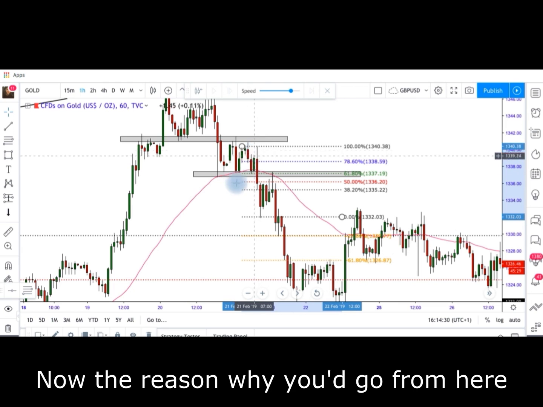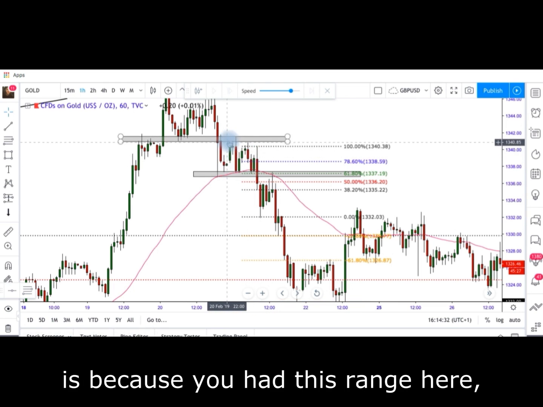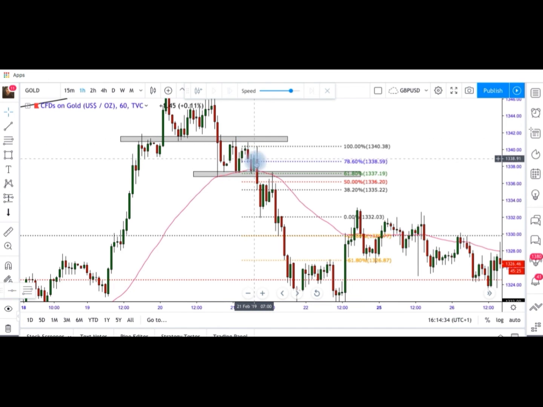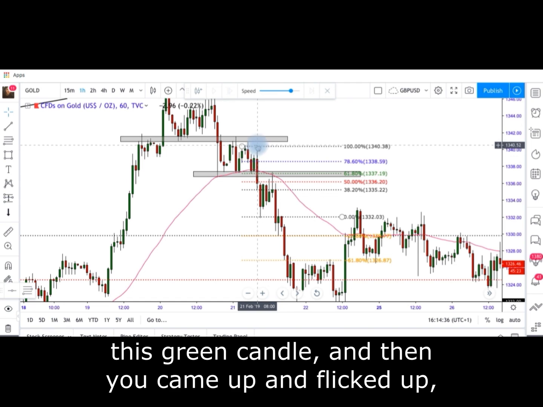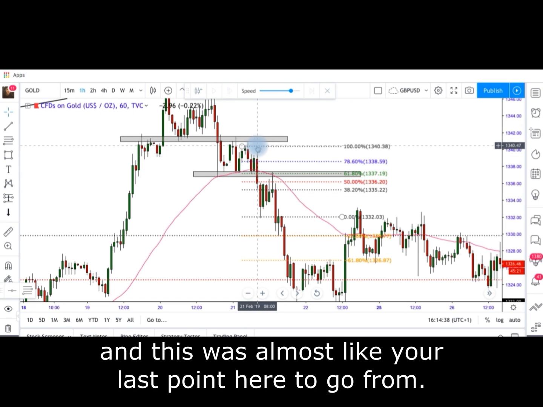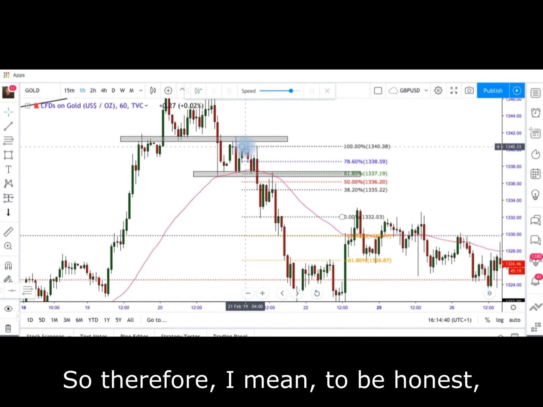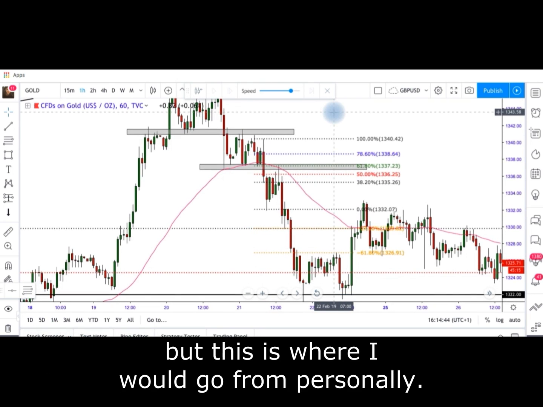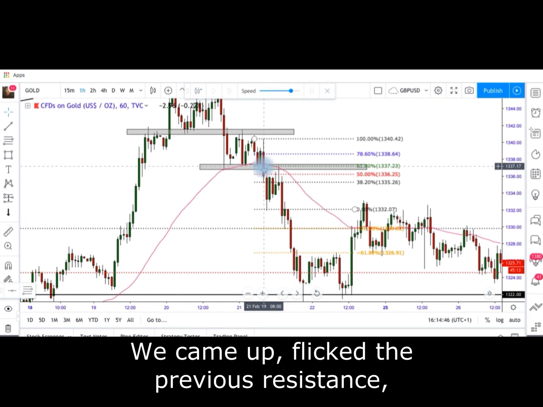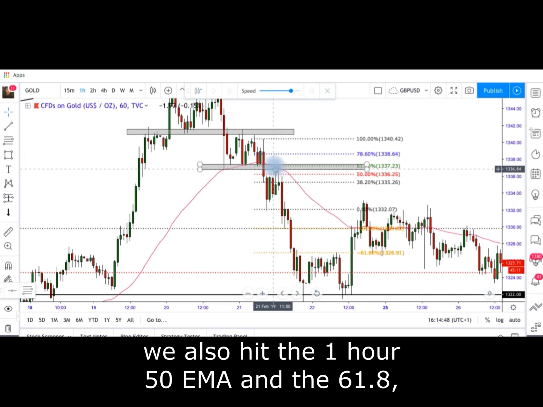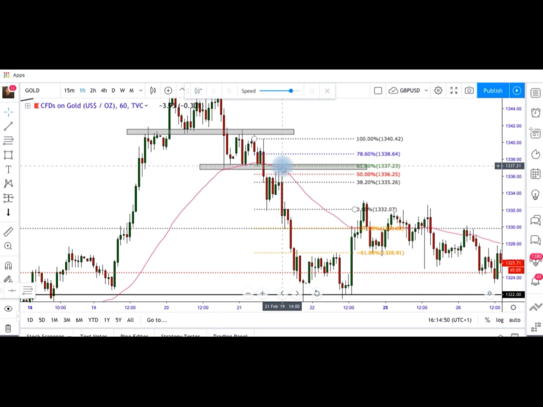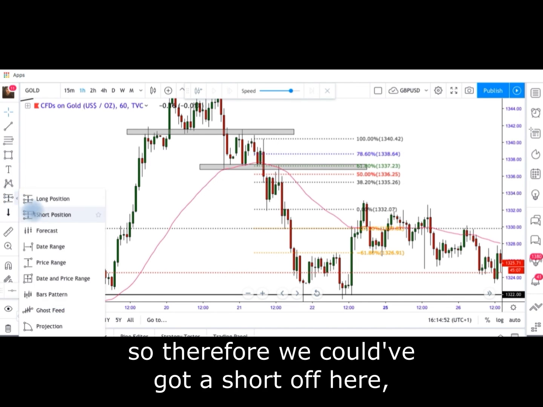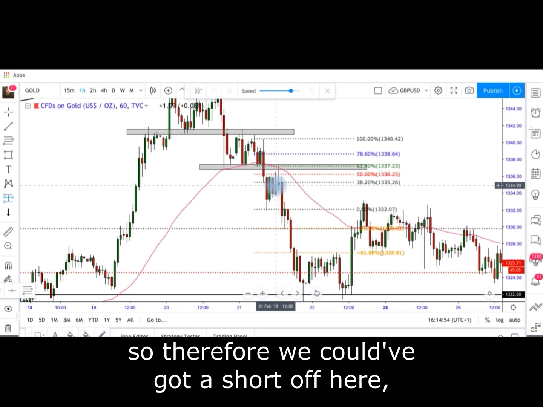Now the reason why you'd go from here is because you had this range here, this green candle, and then you came up and flicked up, and this was almost like your last point here to go from. So therefore, to be honest, whether you went from there or there, it's pretty much accurate, but this is where I would go from personally. We came up, flicked the previous resistance. We also hit the 1 hour 50 EMA and the 61.8. So therefore, you could have gone short off here.